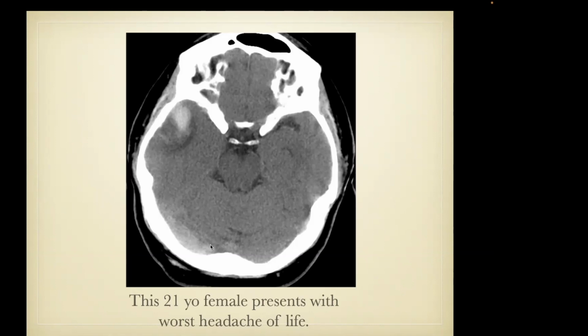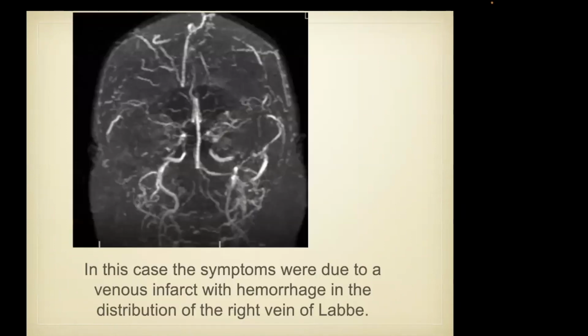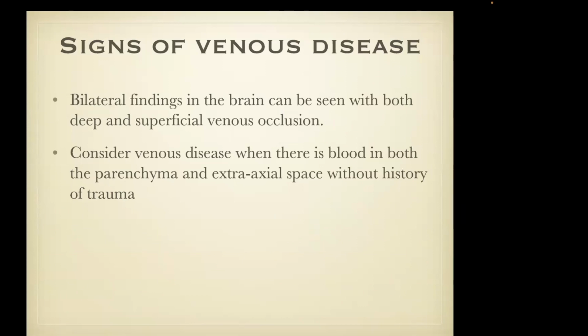But the important finding here is the transverse sinus looks dense as well. So again, no surprise. In this case, this is another example of diffuse disease manifesting as a focal hemorrhage. And so this is one of the difficulties in predicting the extent of disease just based on the location of the lesion. So what are the signs of venous disease?